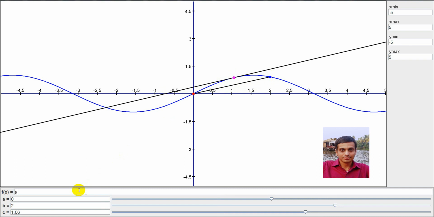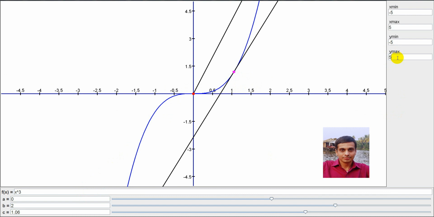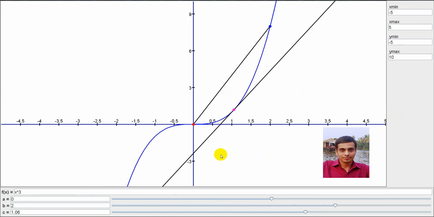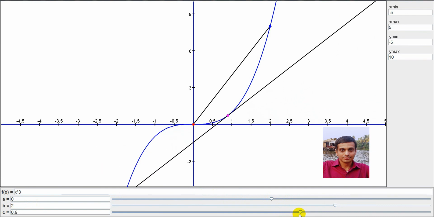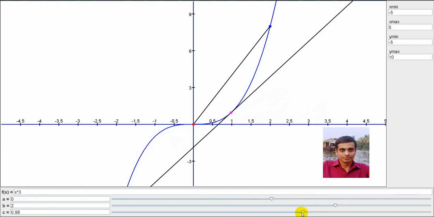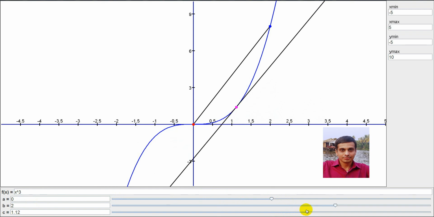Finally, let us verify Lagrange's mean value theorem for the function f(x) = x³. We are taking points A = 0 and B = 2. We want to obtain a point between A and B in a way that the tangent drawn at this point will be parallel to this secant line. Again, graphically we have obtained this point where the tangent is parallel to this secant line.